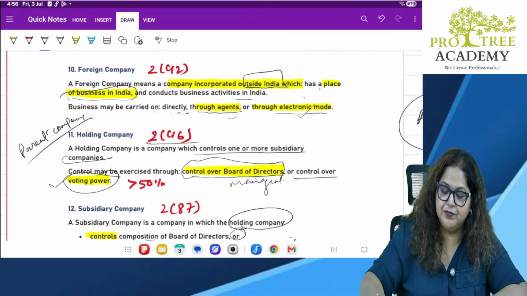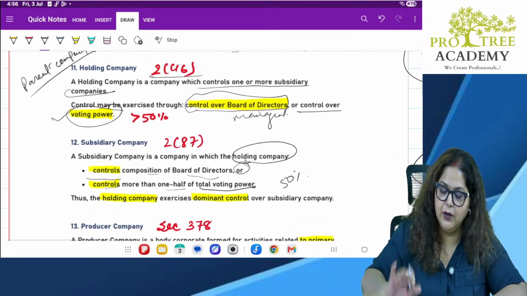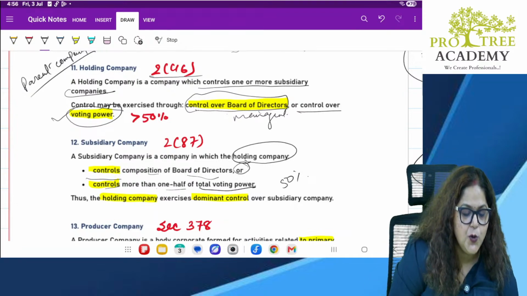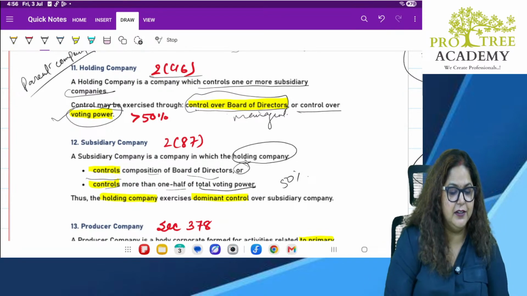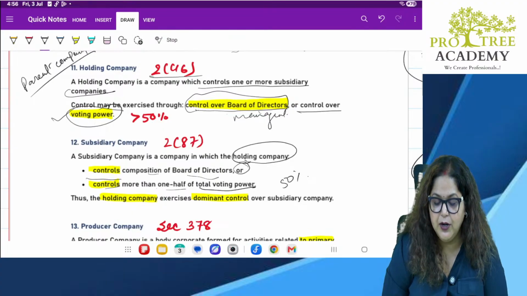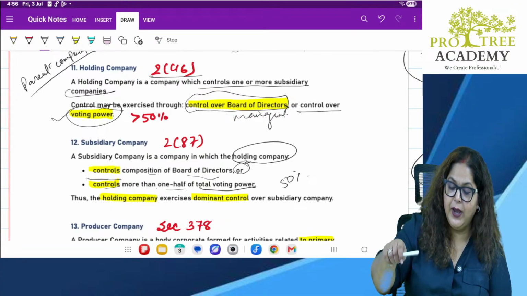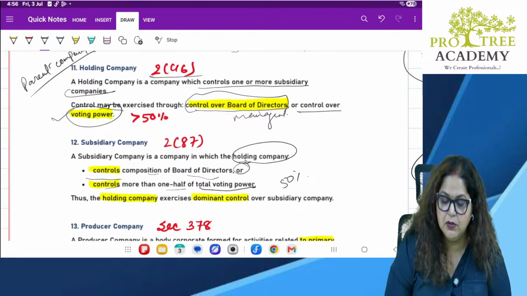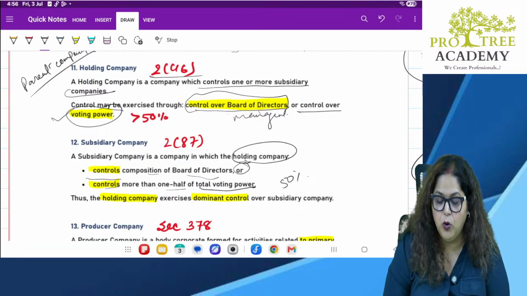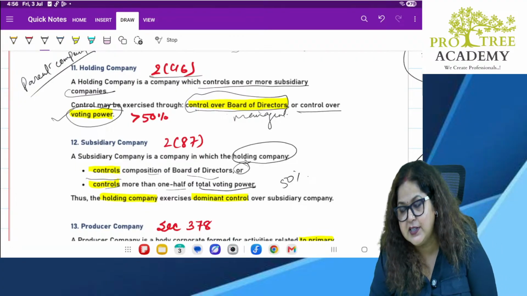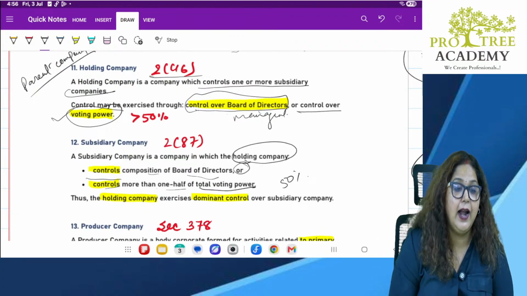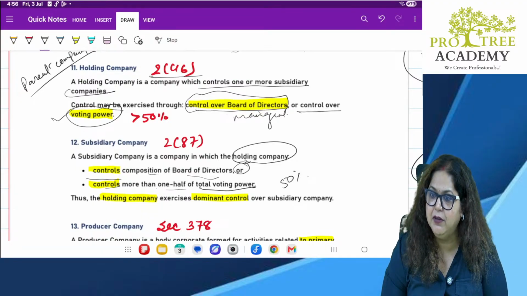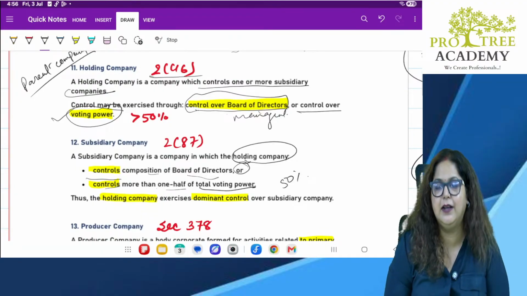See this? Are you getting this? Let me know. Yes, Praveen. Okay, are you getting it, guys? See this? Read it together, holding and subsidiary. It is an important concept they used to ask in your exam. Section 2 subsection 46 for holding and section 2 subsection 86 for subsidiary company. And the subsidiary of a public company, though it is a private company, will be treated as a public company.